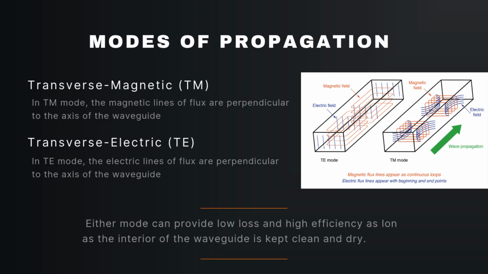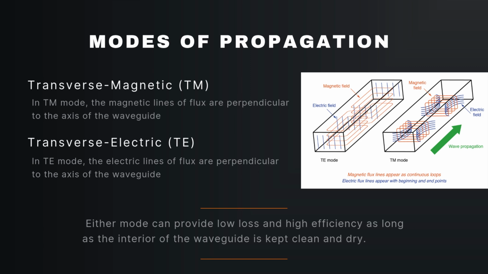To summarize the modes of propagation, in TM mode, the magnetic field is perpendicular to the waveguide axis, while in TE mode, the electric field is perpendicular to the waveguide axis. Proper mode selection and waveguide cleanliness are important for ensuring low loss and high efficiency, especially in precision systems like radar or satellite communication.